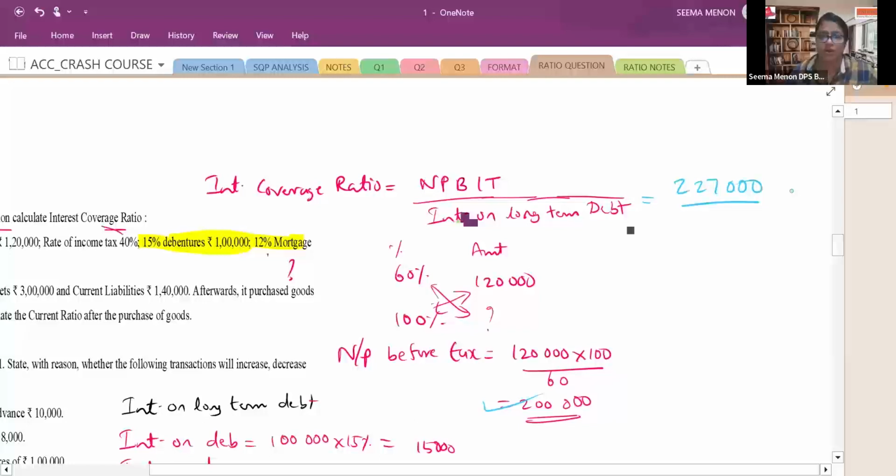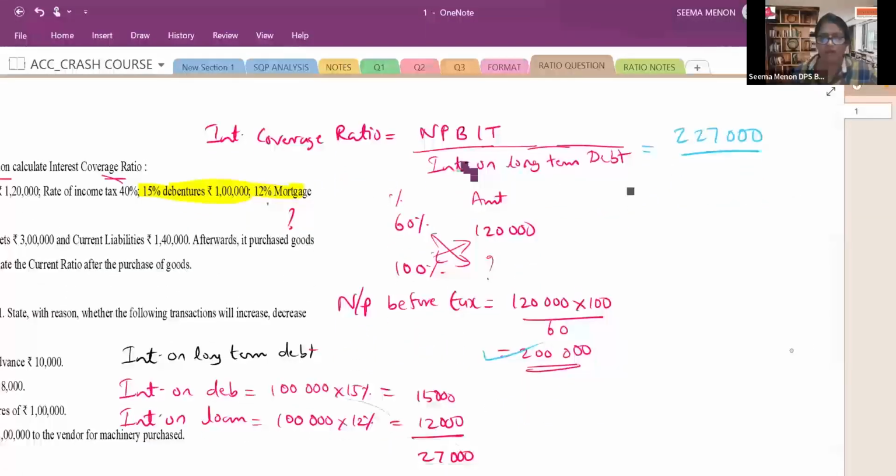We will take net profit before interest and tax. So what is the interest on long-term debt? Just now we found it, that is 27,000. You will have to solve this. If you solve this, what will be the answer? You can find out. So what will come? 8.4 times you will get. Okay. You can solve it.